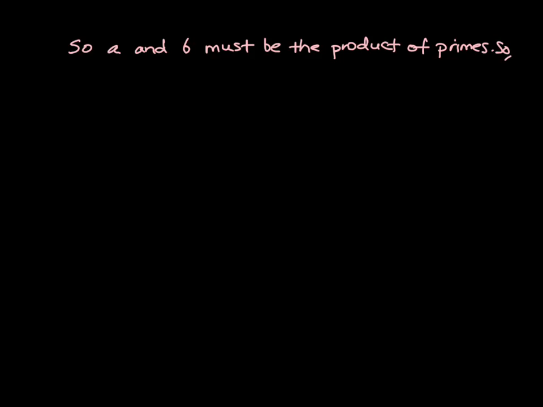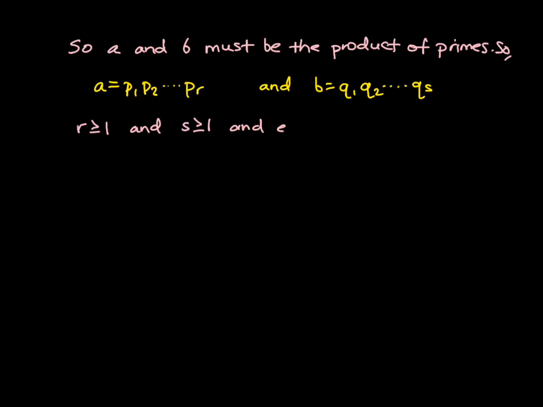So we can say that A is equal to P1, P2, up to PR for primes P. And similarly, we can write that B is equal to Q1 times Q2 all the way up to QS. And so what do we have here? We note that because A and B could be prime, we're going to have that R is greater than or equal to 1, and S is also greater than or equal to 1. And each P sub I and Q sub J is prime.